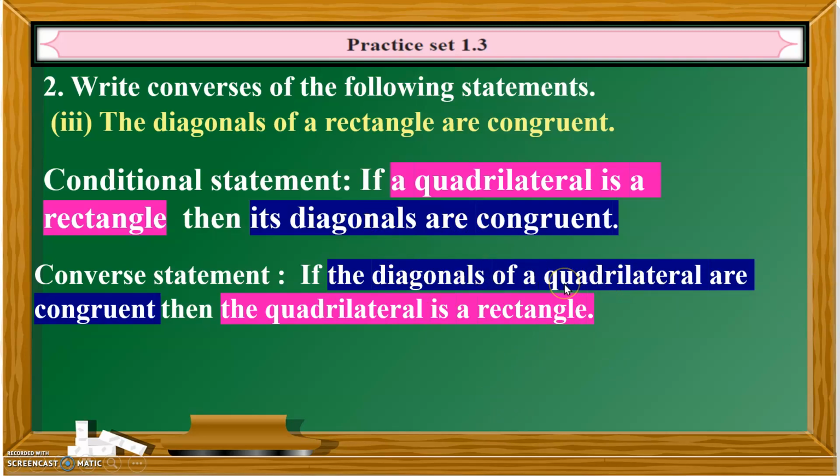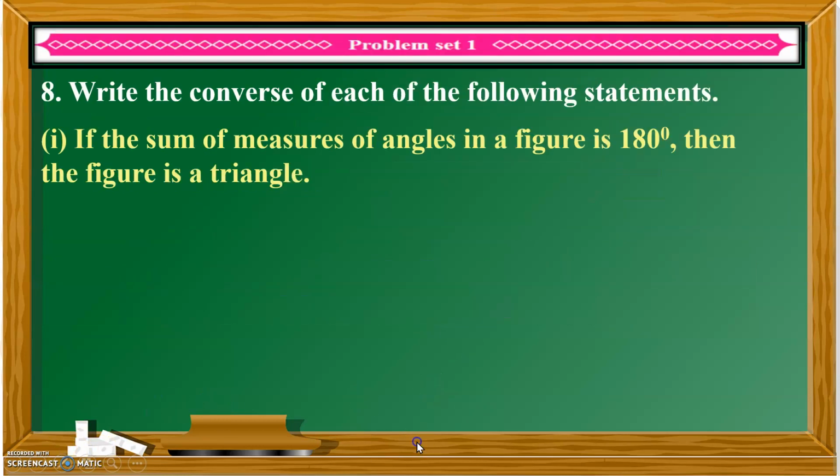You have to mention it's a quadrilateral with which type of figure. So, diagonals of a quadrilateral. These words you have to write here. Then the quadrilateral is a rectangle.